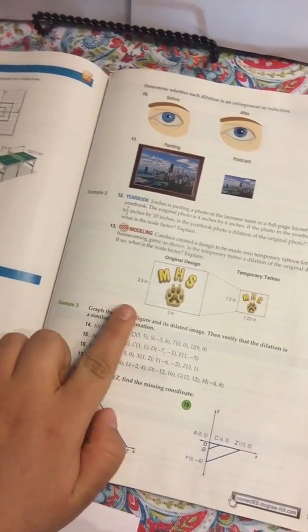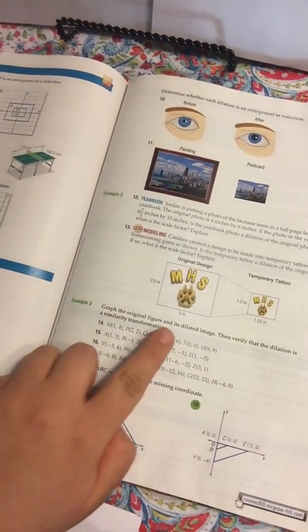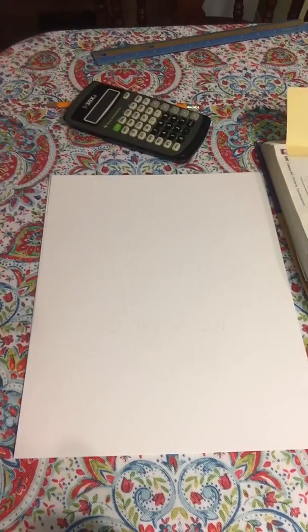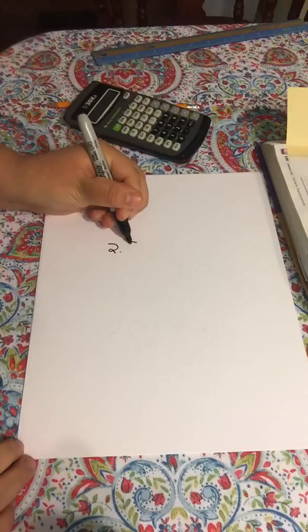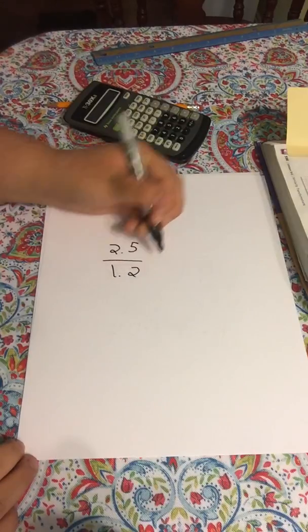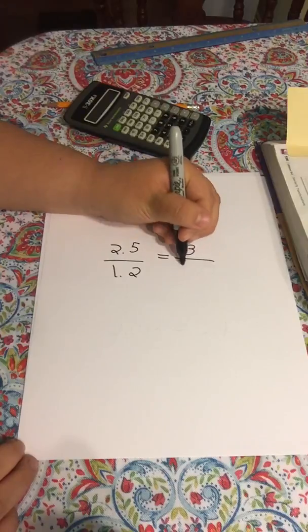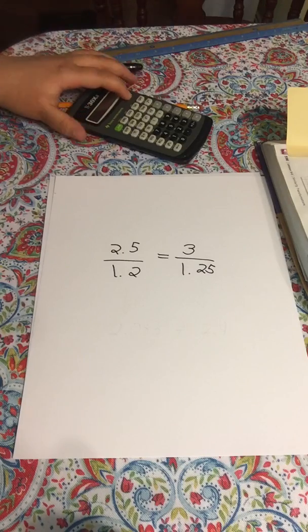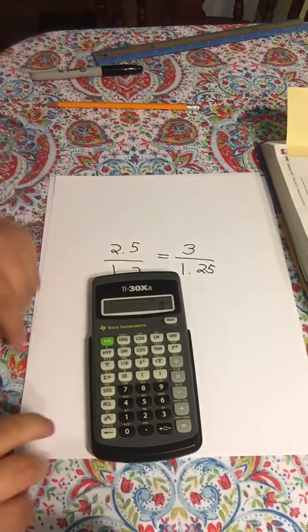To find out if the temporary tattoos are proportional, let's divide the corresponding sides by each other. I'll show you the corresponding sides. So 2.5 inches corresponds to 1.2 inches, and 3 inches corresponds to 1.25 inches. So let's divide the corresponding sides by each other.